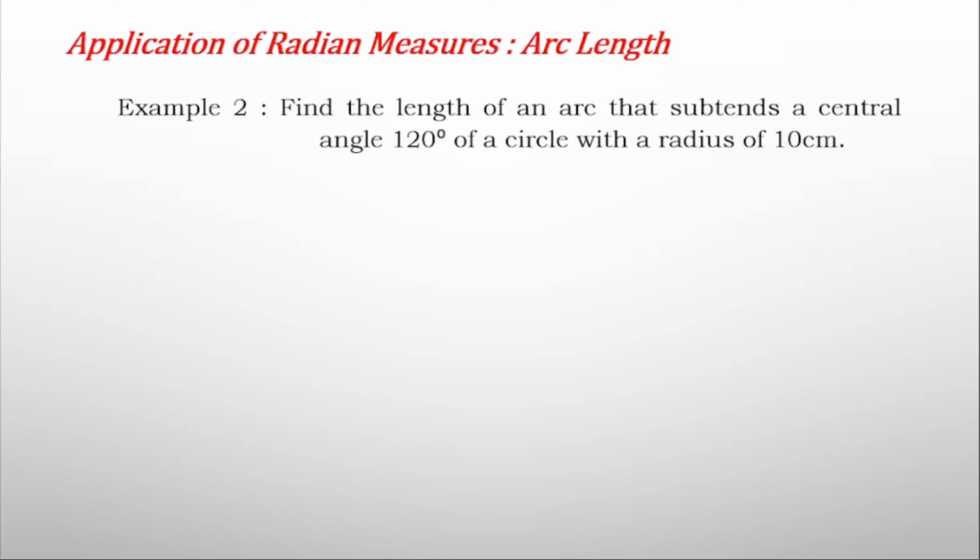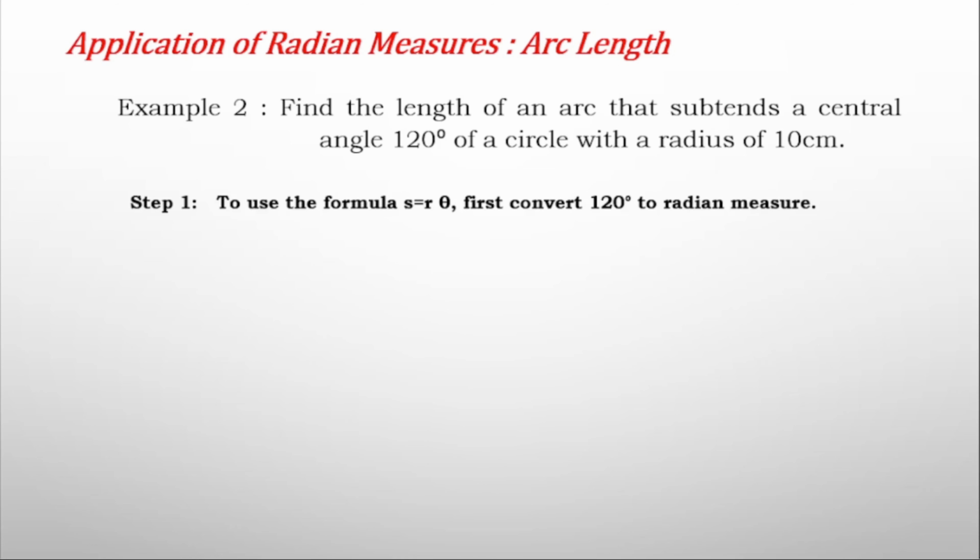Example number 2. Find the length of an arc that subtends a central angle of 120 degrees of a circle with a radius of 10 cm. Step 1. Use the formula s is equal to r times theta. First, convert 120 degrees to radian measure. So we have 120 degrees multiplied to pi radian over 180 degrees.